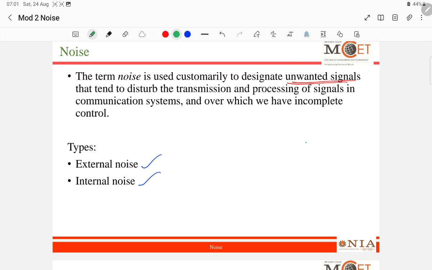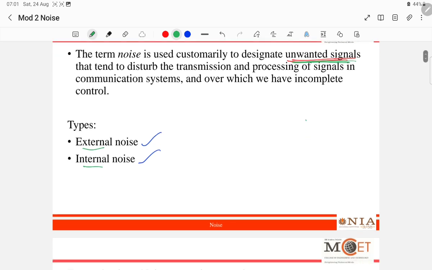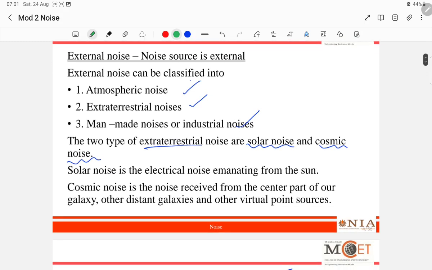Noise is nothing but an unwanted signal that gets added to your actual signal and disturbs the transmission. There are two types of noise, one is external and another one is internal noise. External noise means the source will be external. It is again classified into three types: atmospheric noise, extraterrestrial, and man made noises. Extraterrestrial noise is divided into solar and cosmic noise. Solar noise is due to the electrical noise from the sun, and cosmic noise is due to the various noises received from our galaxy and different galaxies.